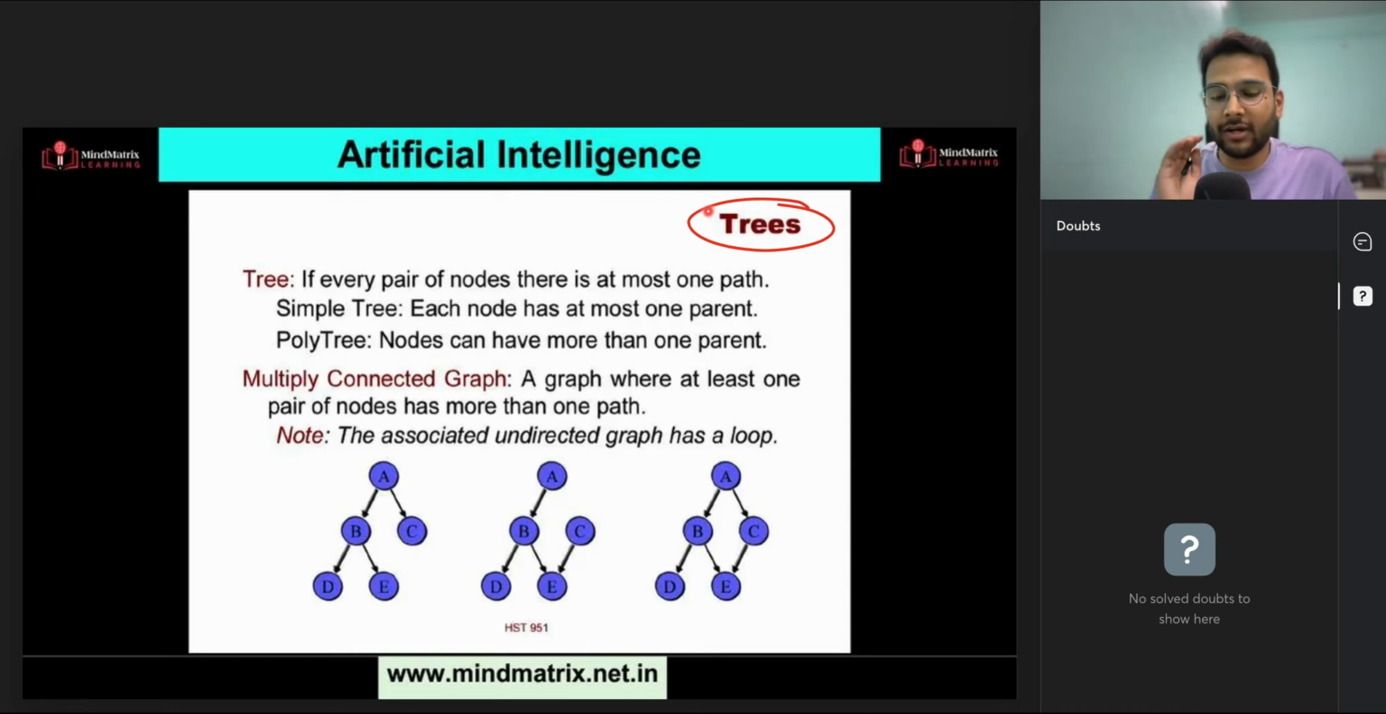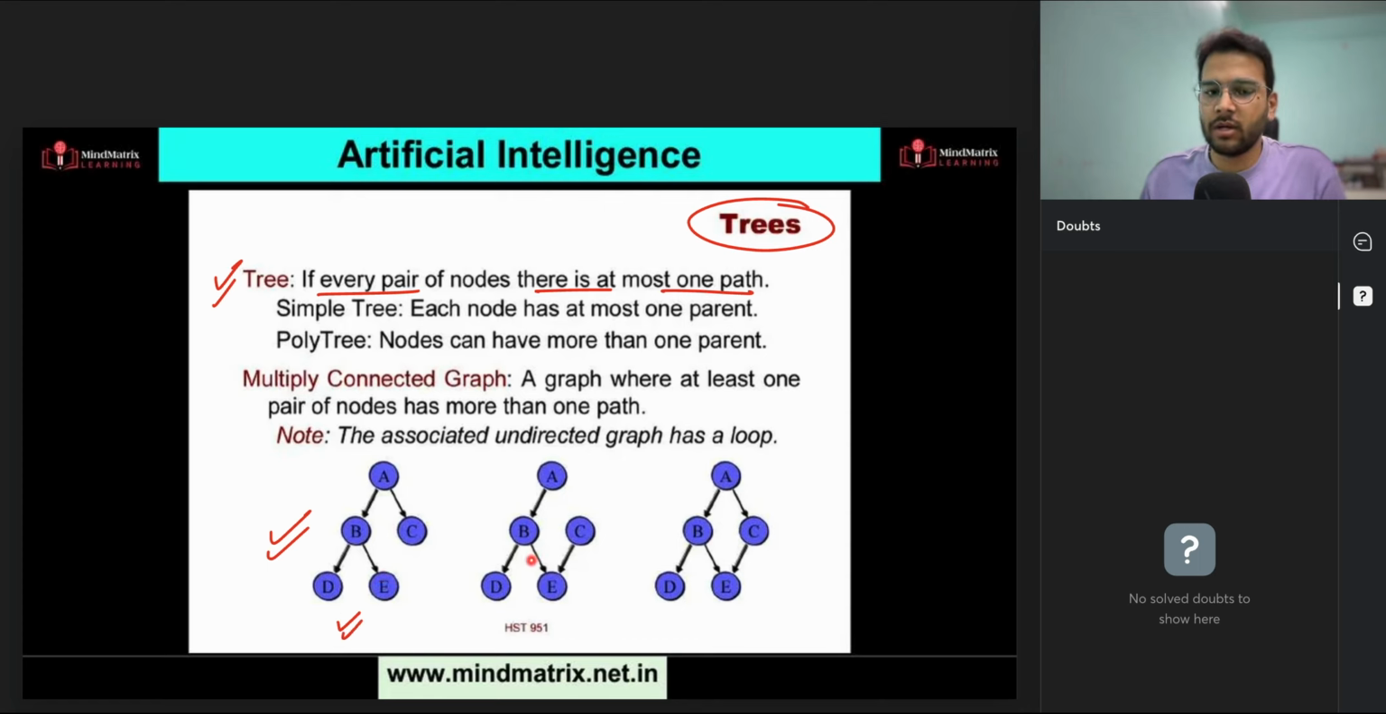Similarly, we have a tree also, concept of trees. If every pair of nodes, there is at most one path. Now, carefully see here, in the graph, you can have more than one path also between two nodes. But in case of tree, for every pair of nodes, there is at most one path. Either there is no path or there is maximum one path. So if you can see here, can I say this is a tree? The first one. Yes. The answer is yes. Why? Because you can consider every pair of nodes here. There exists at most one path. That means maximum one path is there, either 0 or maximum.